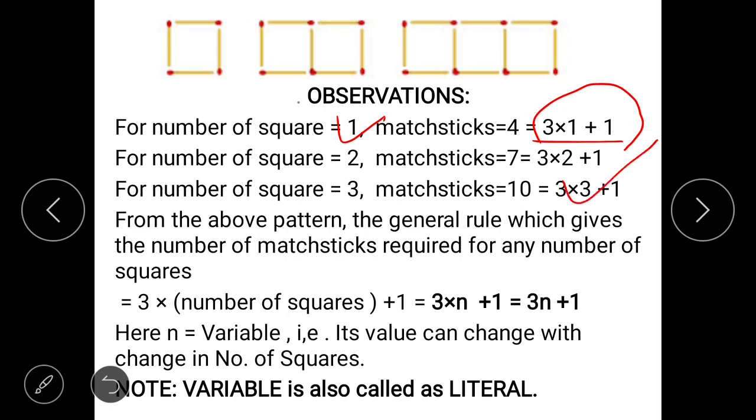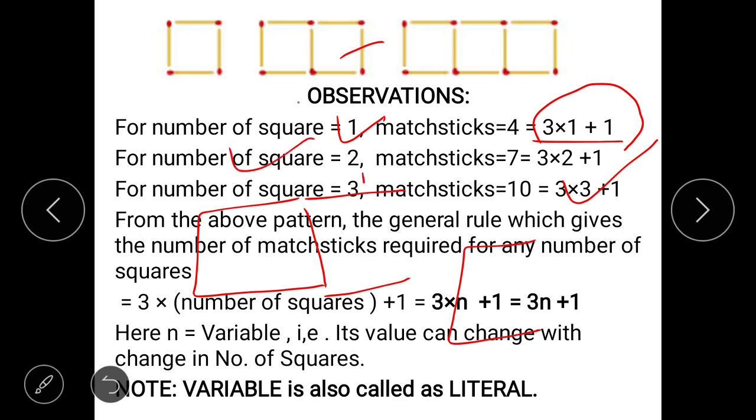Let us observe. If I remove the end matchstick from every arrangement, from the first arrangement I get 3 matchsticks. If I remove this one end matchstick from the second pattern, I will get this pattern. So you can see that here we have 6 matchsticks, 3 in each C. This C-like structure is formed in each and every case.